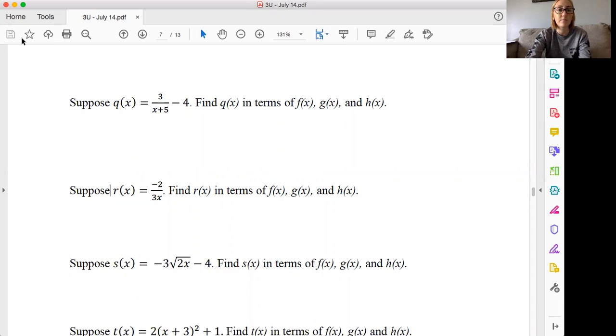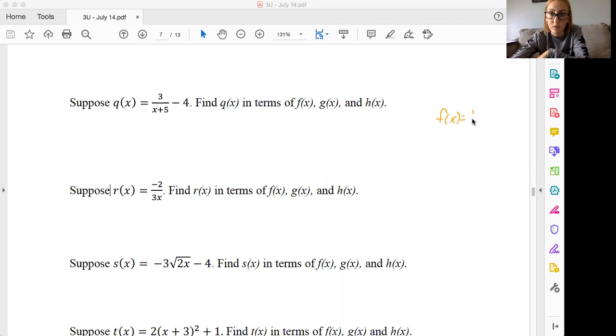So remember that, and we're going to write it on the side here so we can do these. f of x is 1 over x, g of x is x squared, and h of x is the square root of x. Essentially, wherever you see an x, you're going to replace it by this. So f of x becomes 1 over x plus 5, minus 4.